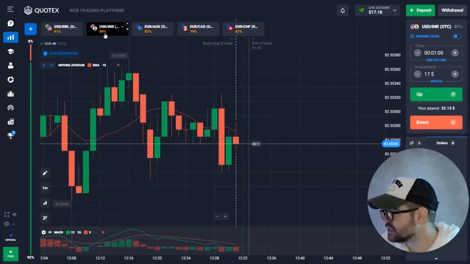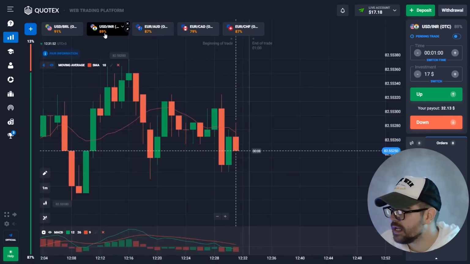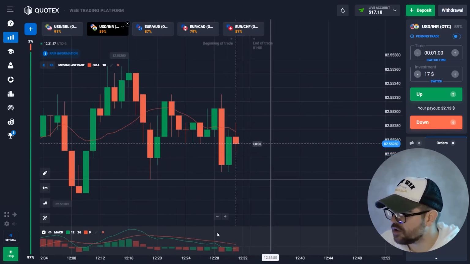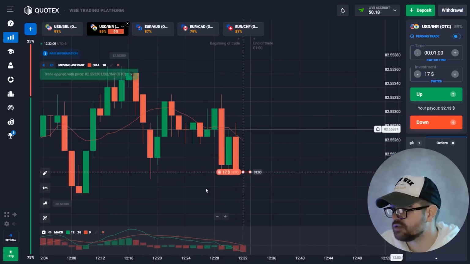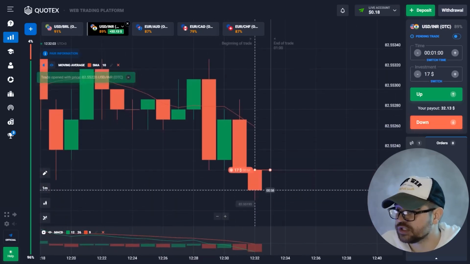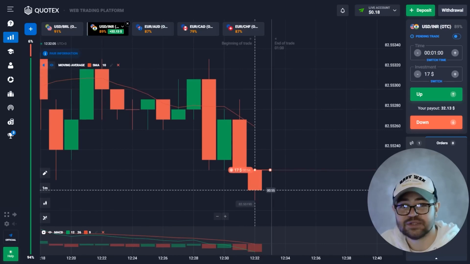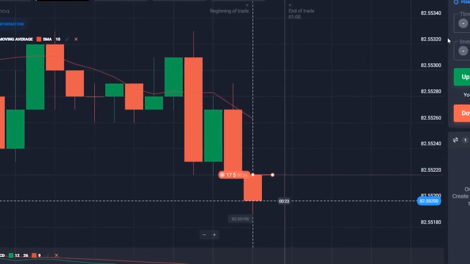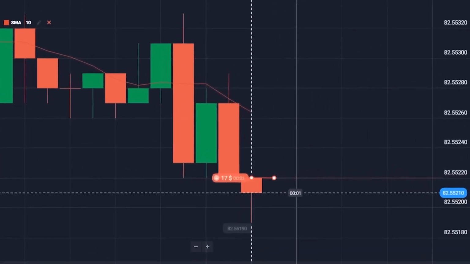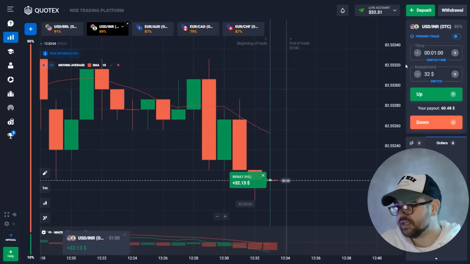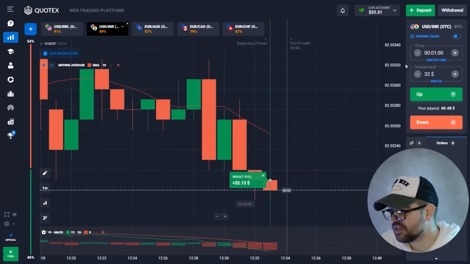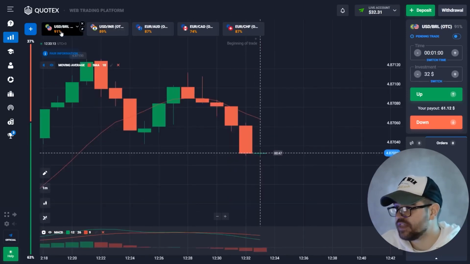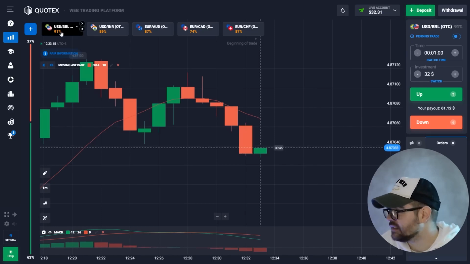Let's change the currency and we're gonna go and follow this bear trend and the bouncing off this moving average that acts as a resistance line. So we place in a put option and let's see the result if we're correct. Here is our second profit, $32.13, and we're gonna go ahead and with $32 we're gonna go ahead and place another option.